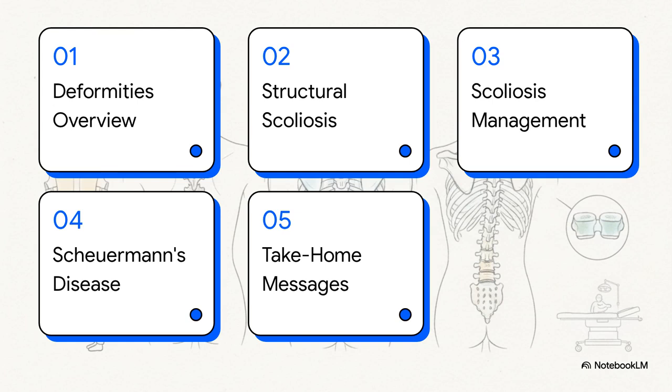Okay, here's our game plan. First, we'll get the lay of the land, what makes these conditions different. Then, we'll really get into the weeds on structural scoliosis, especially its management protocol. From there, we'll pivot to Scheuermann's disease. And then we'll wrap it all up with the high-yield stuff you absolutely need to remember.